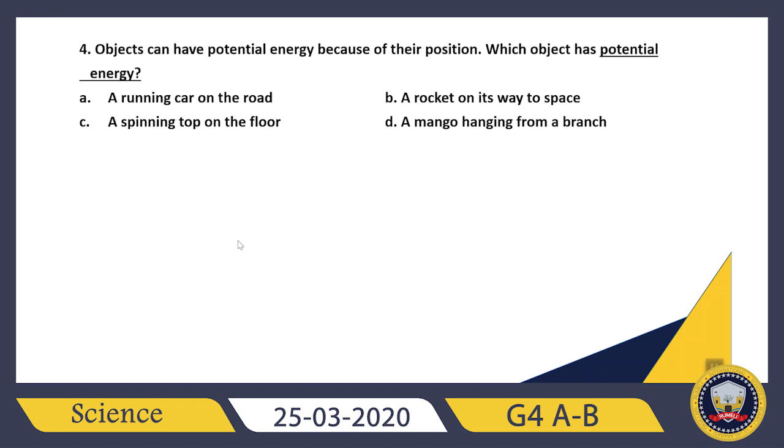No kinetic energy, no moving. A running car on the road, actually it moves, it has kinetic energy. A rocket on its way to space, of course it has kinetic energy because it's flying to space. A spinning top on the floor, again moving, kinetic energy, while a mango hanging from a tree, just hanging, no motion, so it's staying in its position, so it has potential energy. So it will be D, a mango hanging from a branch.